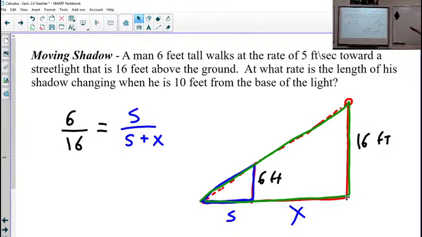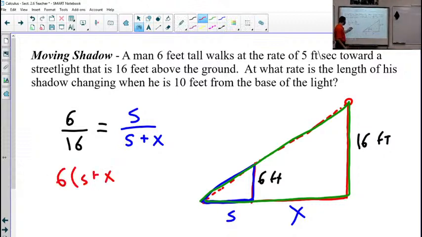Now, you can go from here and solve for what we're trying to find. But I'm not going to do that because that would be harder than it needs to be. So what I'm going to do instead is cross multiply here and get rid of some fractions. When I do that, I wind up with 6 times S plus X, basically multiplying both sides to get rid of the fraction, equals 16S.